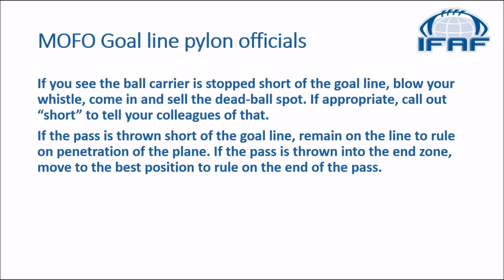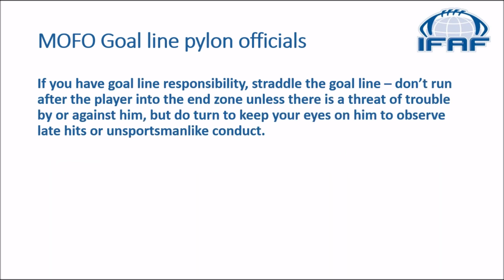If the pass is thrown short of the goal line, remain on the line to rule on penetration of the plane. If the pass is thrown into the end zone, move to the best position to rule on the end of the pass. So you don't necessarily have to stay on the pylon if the pass goes into the end zone. If you have goal line responsibility, straddle the goal line. Don't run after the player into the end zone unless there's a threat of trouble by or against him. But do turn to keep your eyes on him to observe late hits or unsportsmanlike conduct.